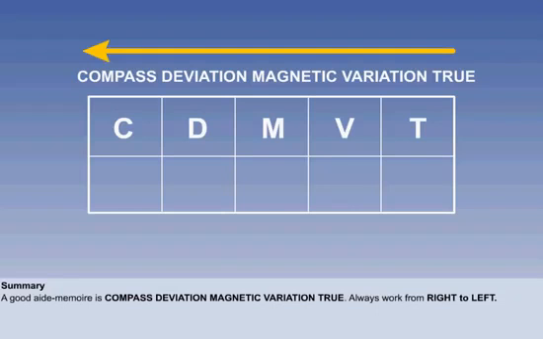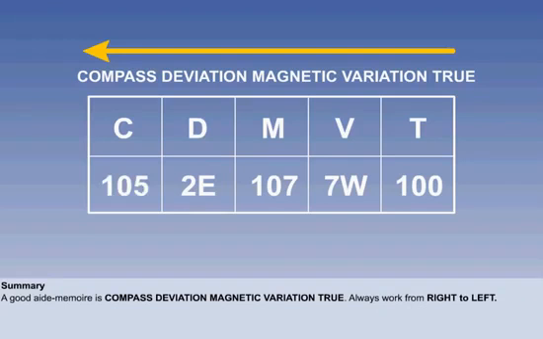Suppose we have a true heading of 100 degrees and a variation of 7 degrees west. The magnetic heading would therefore be 100 plus 7 degrees, as west is best. 107 degrees magnetic. We will use a deviation of 2 degrees east. East is least, so the 107 degrees magnetic becomes 2 degrees less. 105 degrees compass heading.